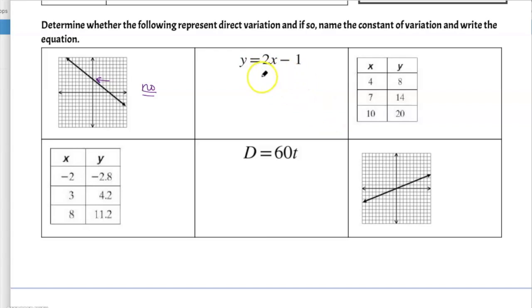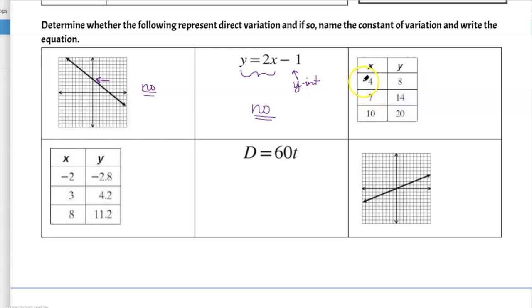For this equation, y equals 2x minus 1, we notice here that we have y equals 2x, which is an example of direct variation, but because our y-intercept here with our linear function is -1 and not 0, this would again not be an example of direct variation.